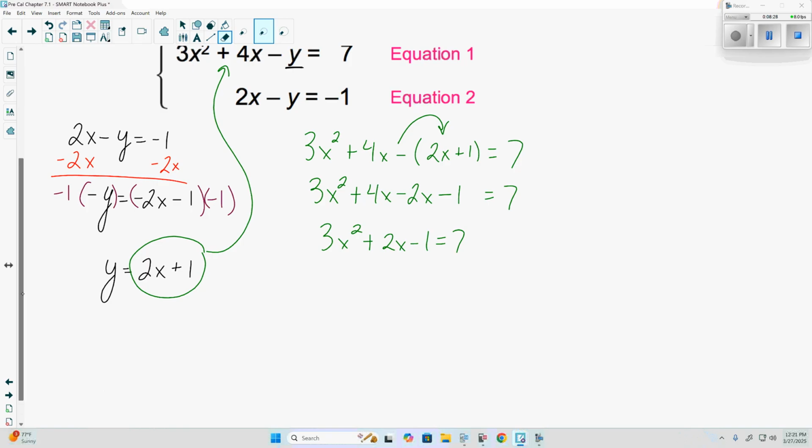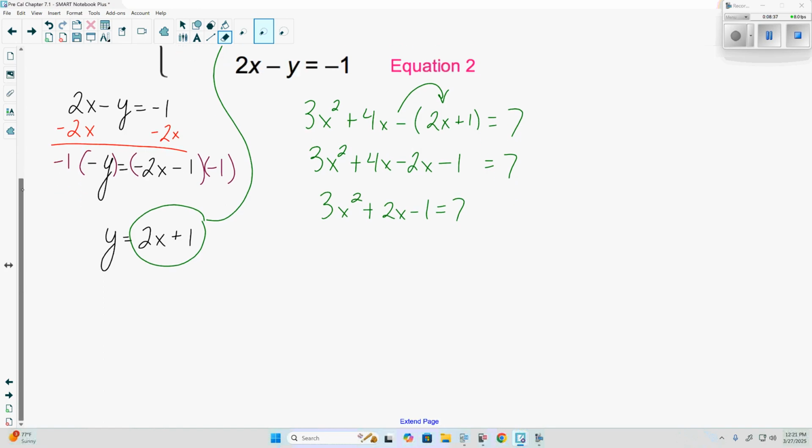Now we do have a quadratic. And the reason we have a quadratic is because we have that x squared term. Whenever we have these quadratic equations, the x squared term, and we do have an x term, what did we have to do with this equation? We had to get it equal to 0. Giving us 3x squared plus 2x minus 8 is equal to 0.